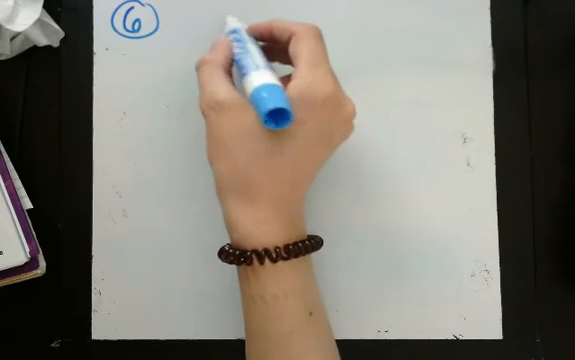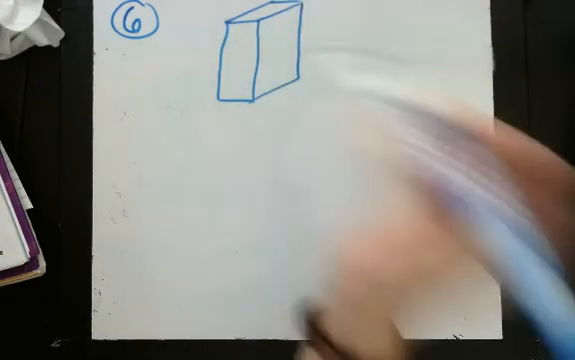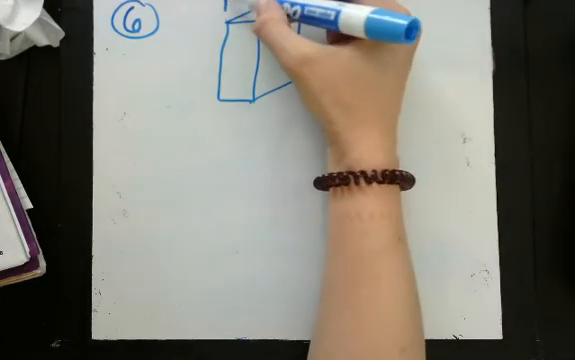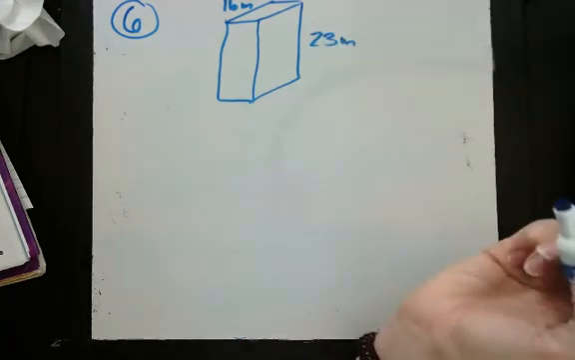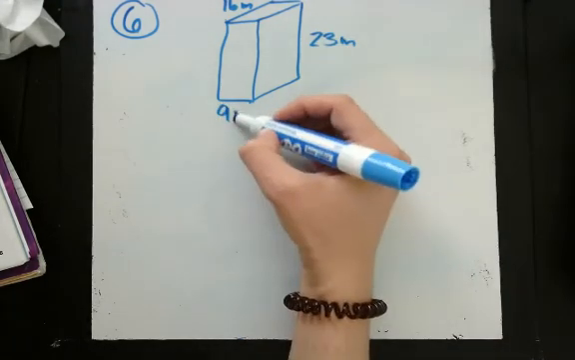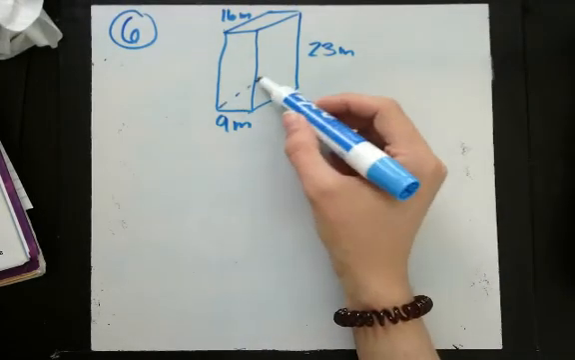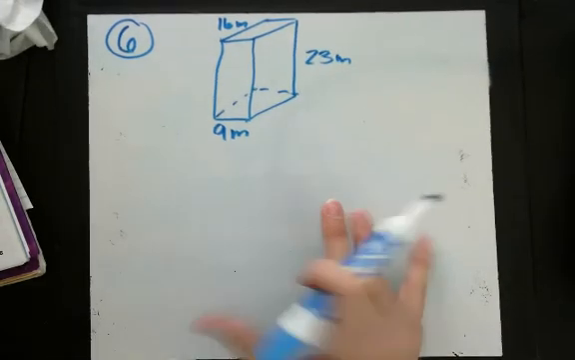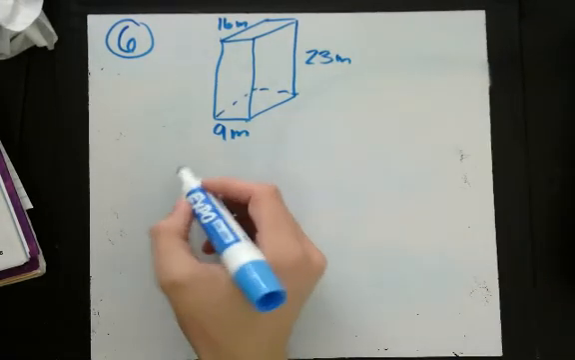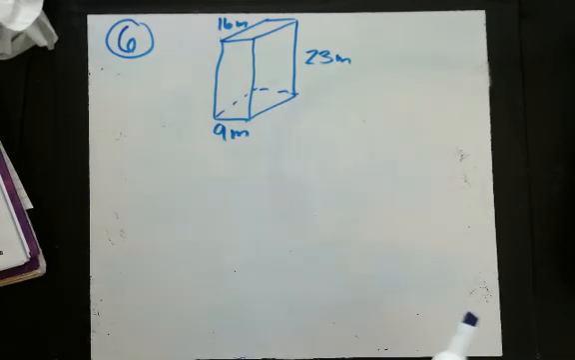Let's move on to number 6. Okay, number 6, it gives us 16 meters by 23 meters by 9 meters. They labeled this one a little bit differently. So far, we've been used to seeing both our length and width written along the base here. This time, they just put it up at the top. Still the same thing. It's still a length. All right, so we're doing length times width times height. So go ahead and write out your equation.